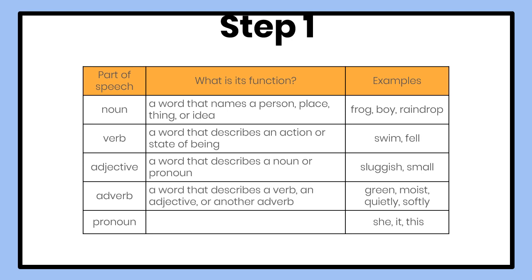Remember, an adverb is a word that describes a verb, an adjective, or another adverb, like quietly or softly. And our last part of speech, a pronoun, is a word that is used to replace a noun, like she, it, or this.